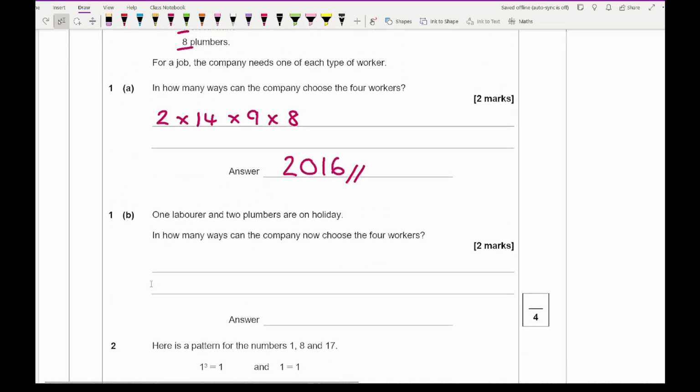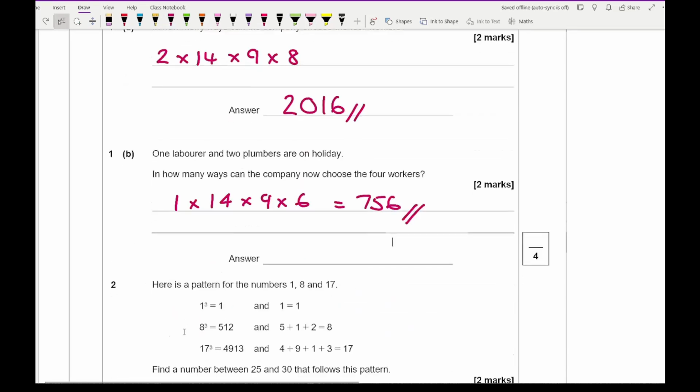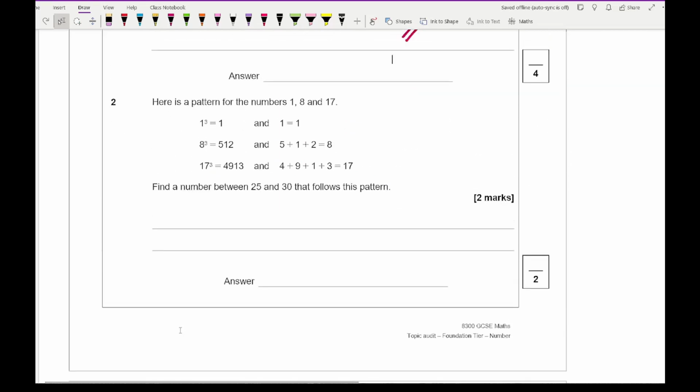In how many ways can the company now choose the 4 workers? Well, if I take away 1 from the labourers, which equals 1, the joiners have not been affected, the electricians have not been affected, and I take away 2 from the plumbers, so then it's going to be 1 multiplied by 14 multiplied by 9 multiplied by 6, and that gives me an answer of 756.